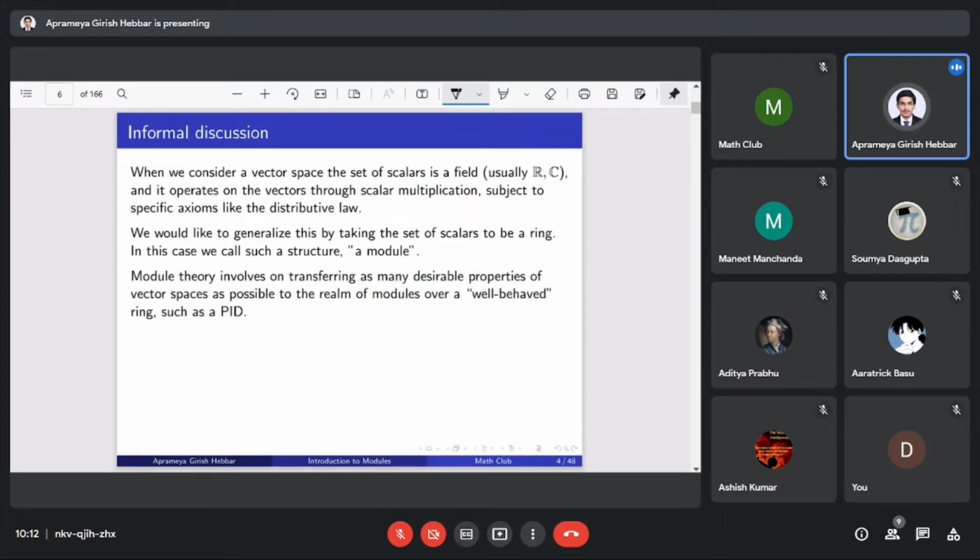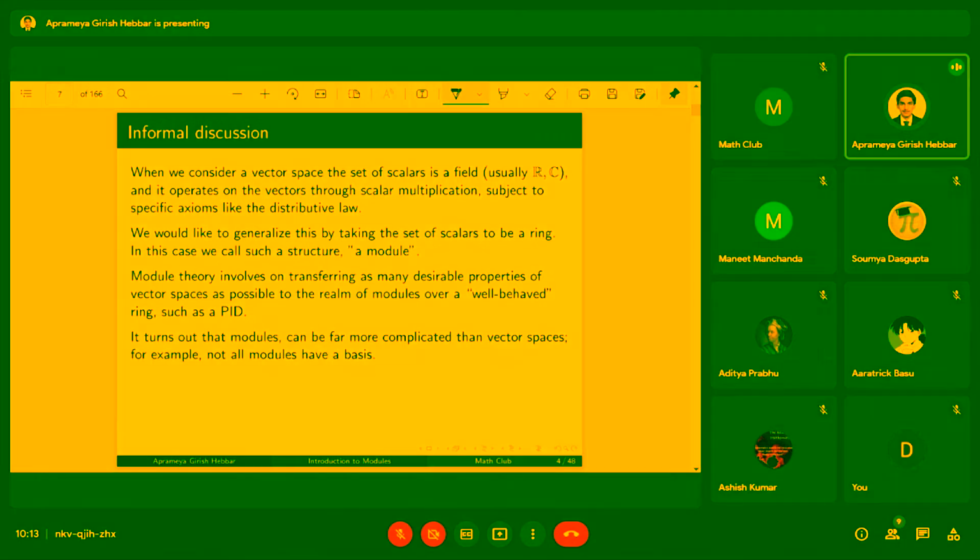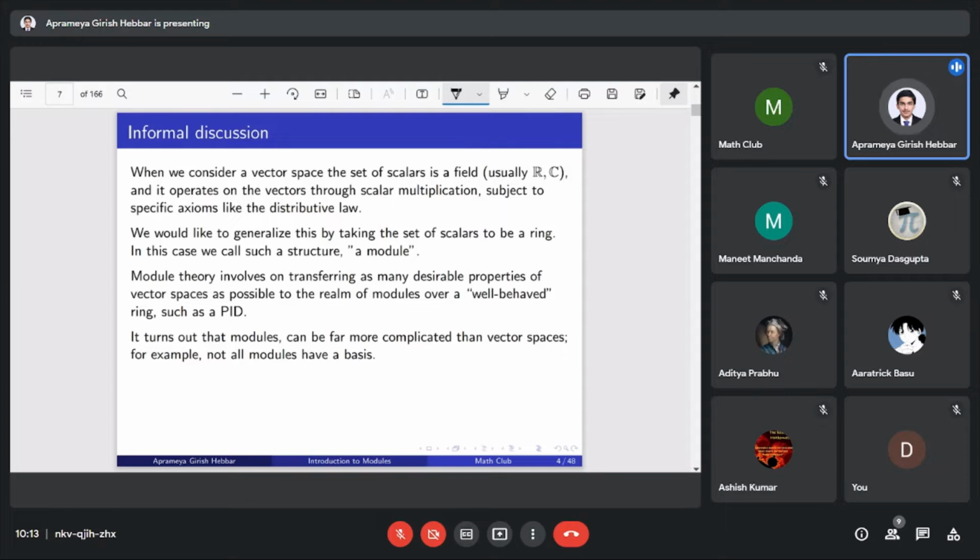Module theory involves transferring as many desirable properties of vector spaces as possible to the realm of modules over a well-behaved ring. For example, vector spaces have what are called bases, and we would like to check whether every module we come up with has a basis or not. In doing this, we want to have some structure on the ring, so we'll be taking the ring to be a PID. And it turns out that modules can be far more complicated than vector spaces. For example, not every module has a basis.